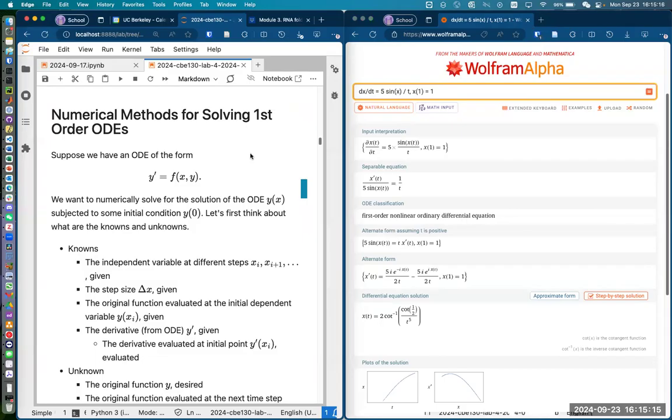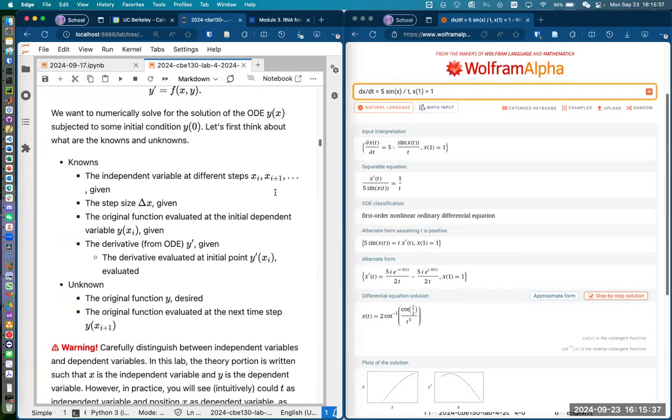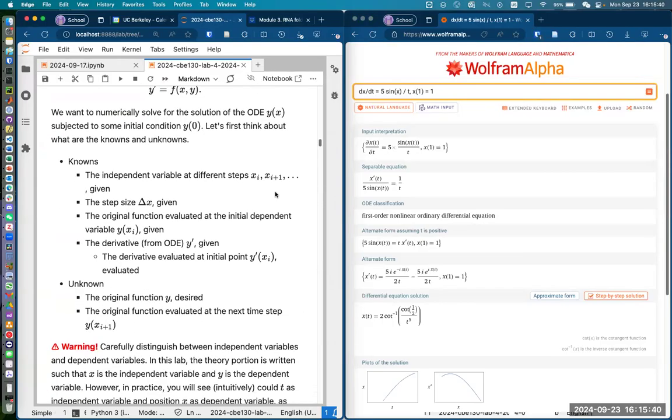The numerical method for solving a first order ODE starts with the very simple form of having a first order derivative equal to something related to the independent variable x and the dependent variable y. We want to numerically solve it subject to some initial condition of y of 0 equal to something. We first want to realize what are the knowns and what are the unknowns. We know the independent variables at different time steps: x of i, x of i plus 1, all of those are given. We are also given a constant step size delta x, and we also have an initial condition.